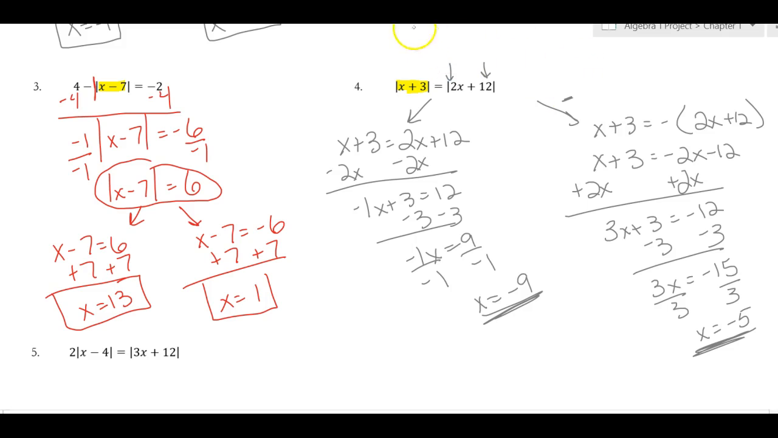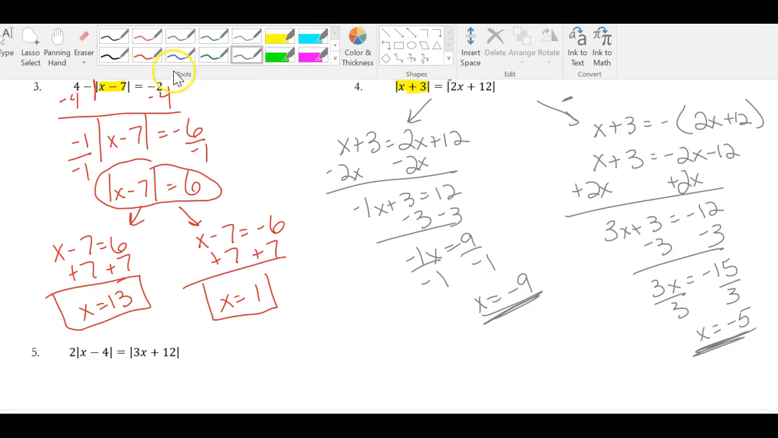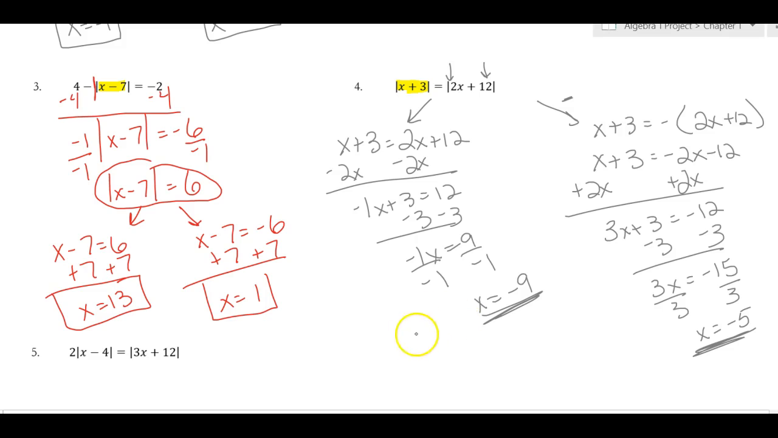Ooh, look at that. None of my answers are fractions. That's going to make it much nicer. Okay, so let's change colors. So it'll be the absolute value of negative 9 plus 3 equals the absolute value of 2 times negative 9 plus 12. Negative 9 plus 3 is negative 6. 2 times negative 9 is negative 18, plus 12 is negative 6. And those absolute values equal each other, so that answer works.